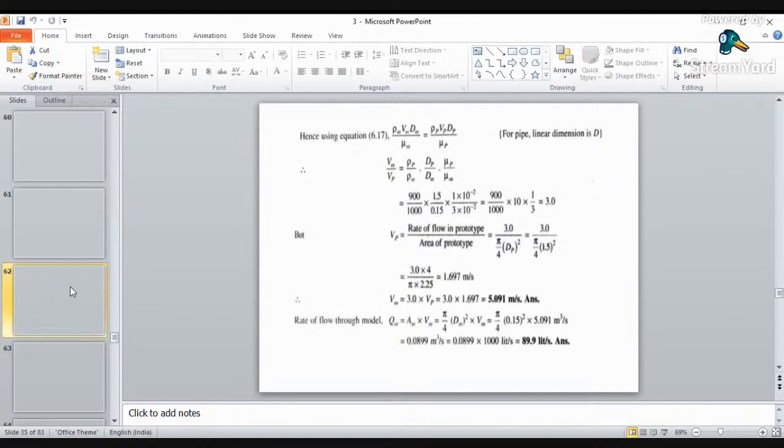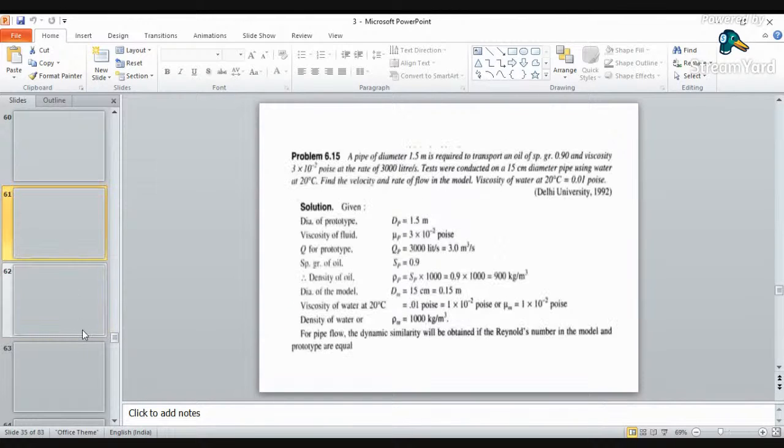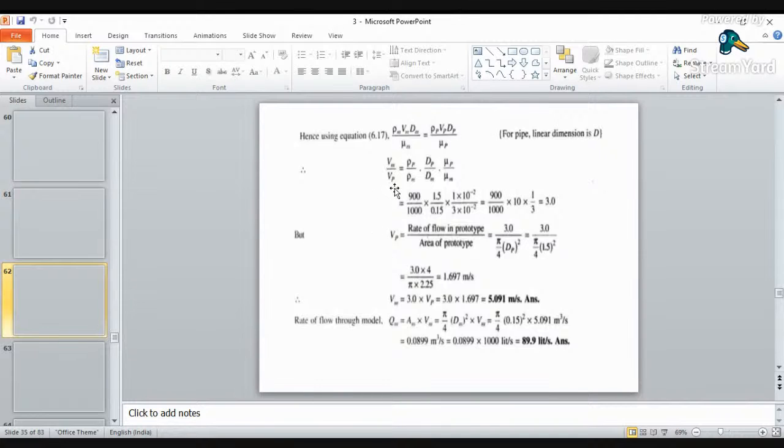So what does Reynolds law say? rho VD by mu must be equal to rho VD by mu for the model and prototype. Now here the other quantities that are constant will cancel out, so velocity and density, diameter and dynamic viscosity, these all four quantities are given to you. So just put all the values which are given to you, and you will get a velocity ratio that is 3.